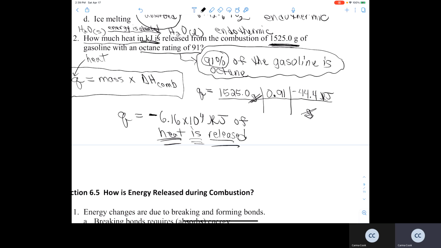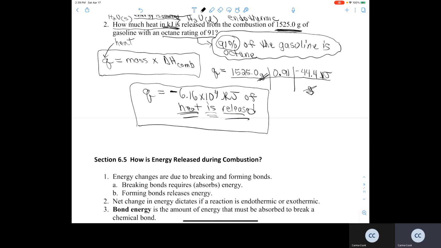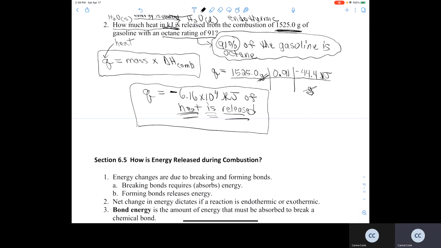If the Q was positive, that means that the reaction's endothermic and heat is not being released, but absorbed. But for combustion reactions, they're always exothermic, and the amount of heat is always going to give you a negative value, because the delta H is negative, and that's telling you how much heat is released. And that brings us to the end of discussing calorimetry and the amount of heat released during a reaction.